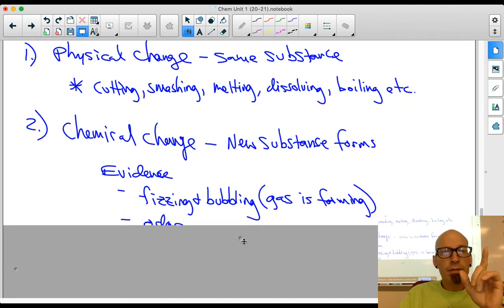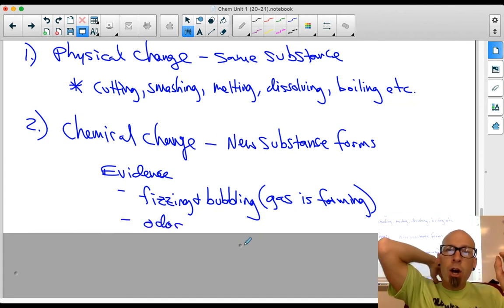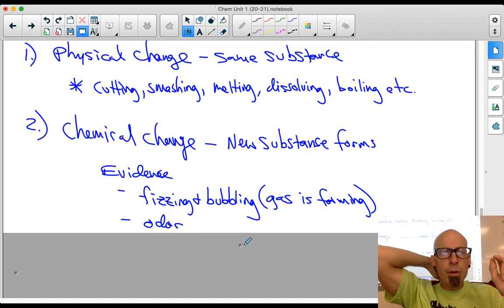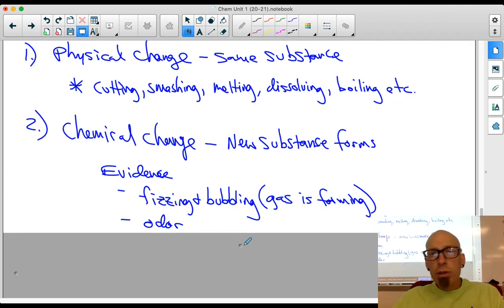The next evidence would be an odor. If an odor is produced, then that's probably a chemical thing. When we put the steel wool in the flame back there in the room, there was an odor. I noticed it. People were noticing it. They're like, that stings. So if an odor is produced, that may be evidence of a chemical change. Not always, but it can be.